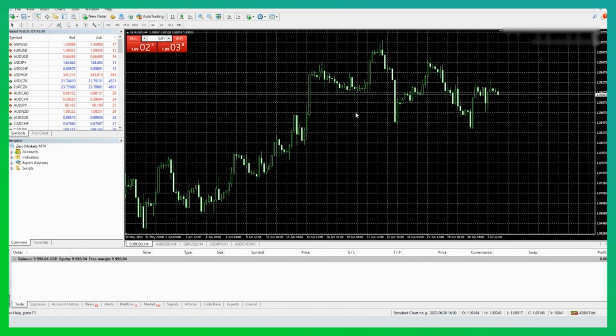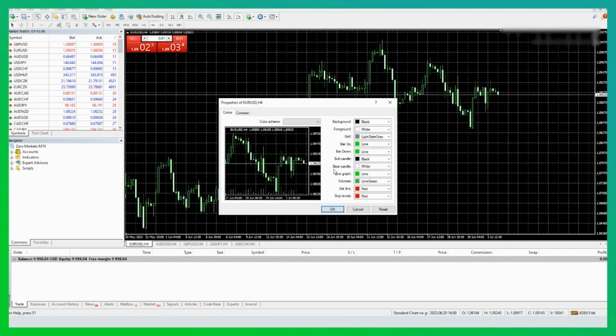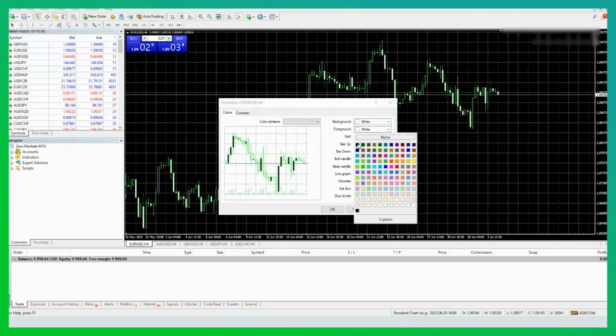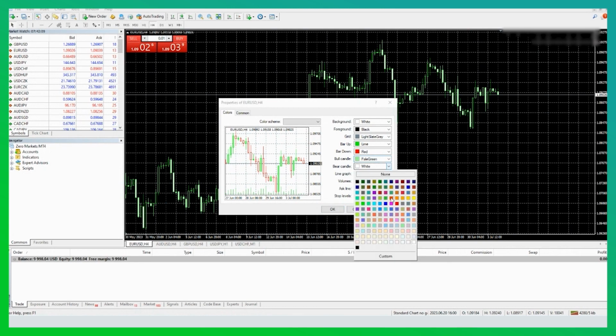Tip 2. Customize your charts. Personalize your chart to fit your preferred style of trading. Right-click on the chart and select Properties. In Colors, design your graph and chart to create a clearer outlook of the market.